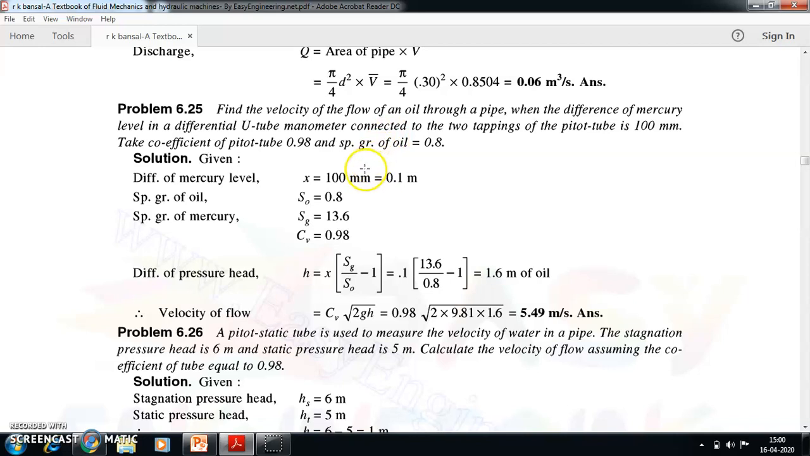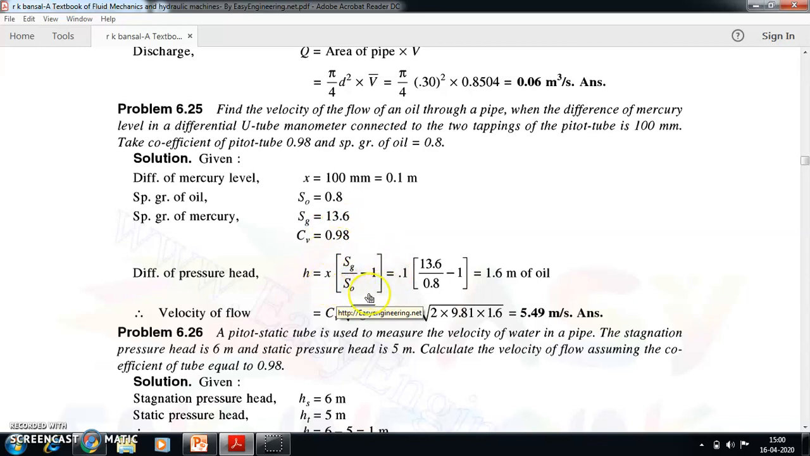In the previous case, they had given you the pressure head difference reading, which was small h. Here they are giving you the small x value, which is 100 mm, so 0.1. So to find h, you have to use your good old equation, x into specific gravity ratio minus 1. So the specific gravity of oil is 0.8 and the manometer is a mercury manometer, so the specific gravity of the mercury is 13.6.